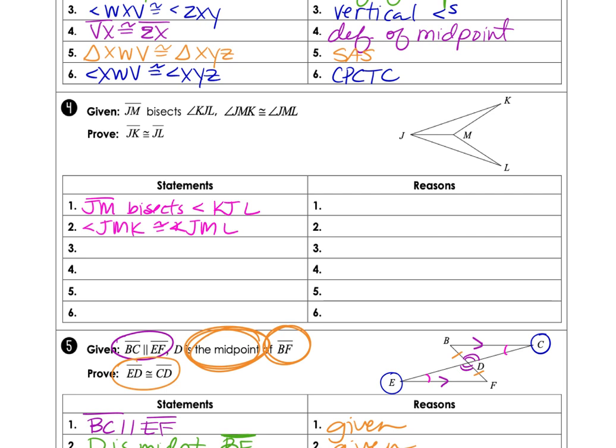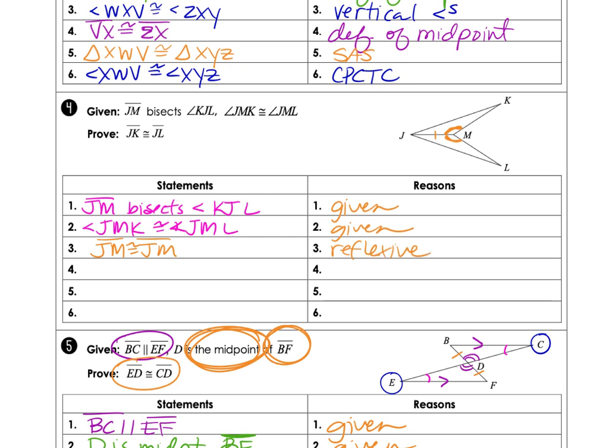Which of those two can you actually mark on your triangles right now? 1 or 2? The second one. Okay, so both are given. But you can actually mark JMK. So you start at J through M through K. So that's this guy. And then JML is that guy. What's number 3 going to be? Lovely. JM congruent to JM. And why is that? It's the reflexive property, same line.